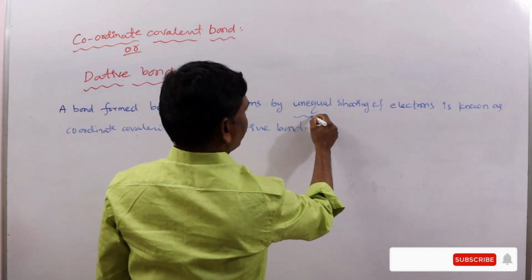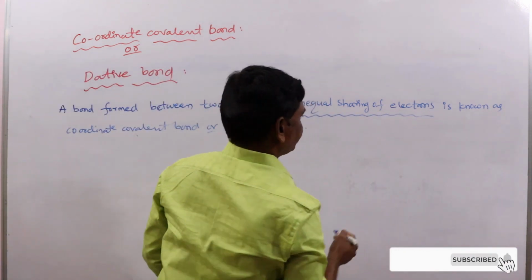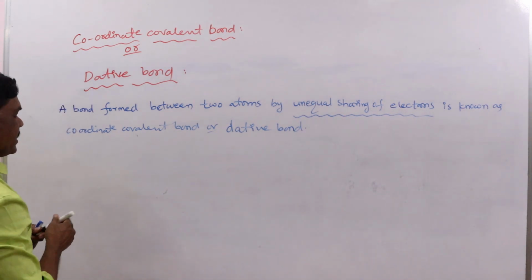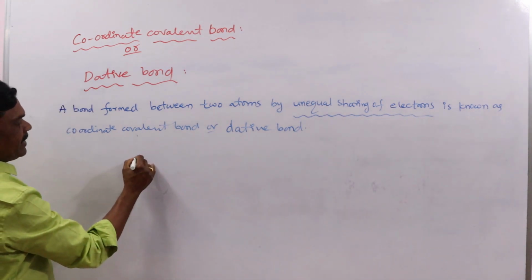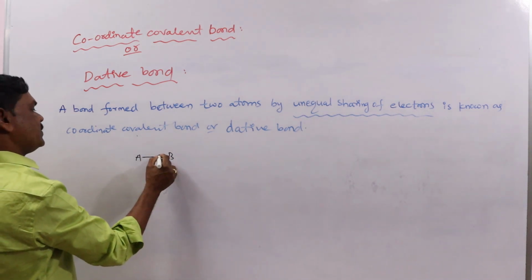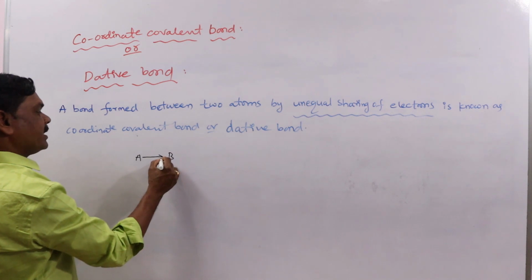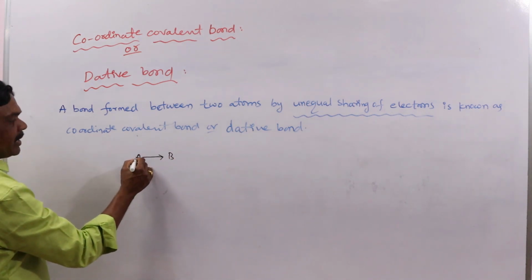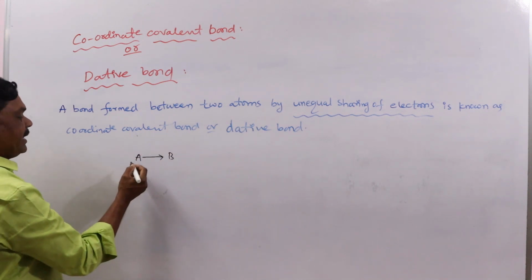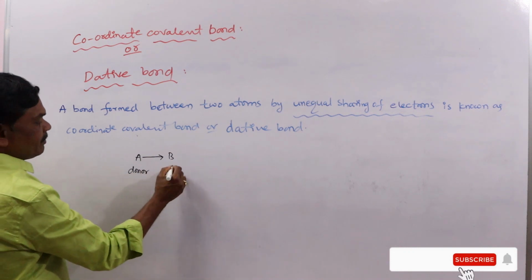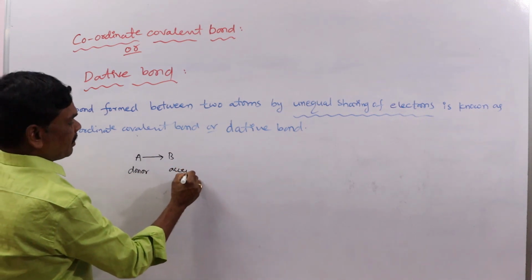So, unequal sharing of electrons. In a general example, between A and B a coordinate covalent bond is formed. Generally it is denoted with an arrow mark. Here A is the donor and B is the acceptor.